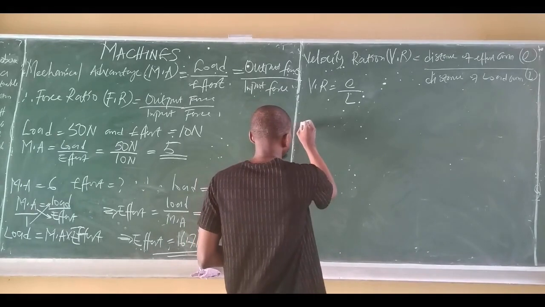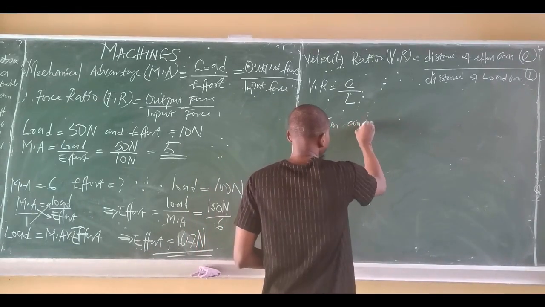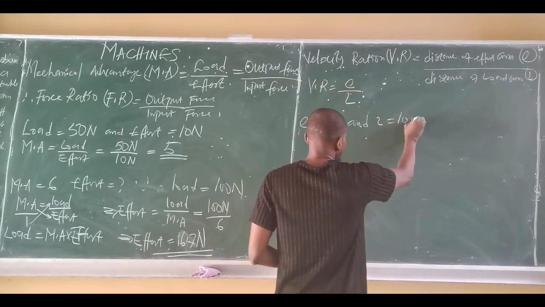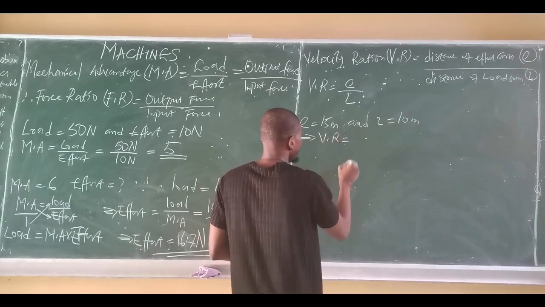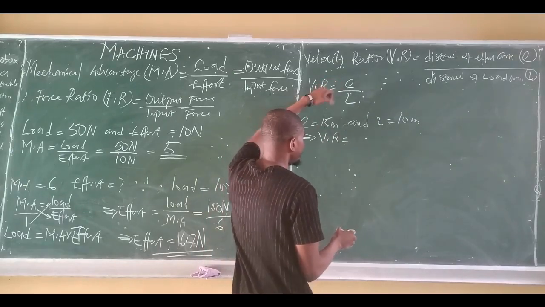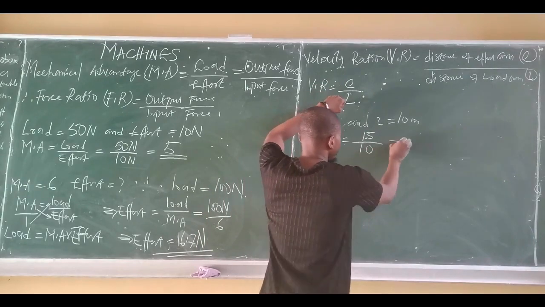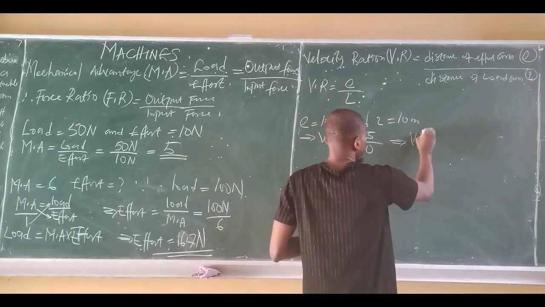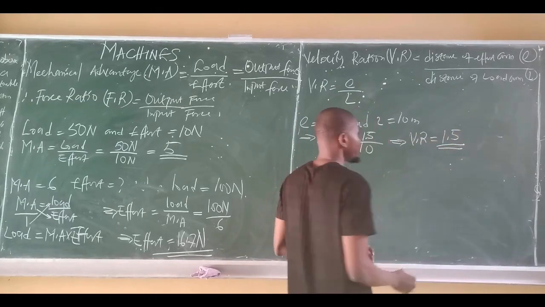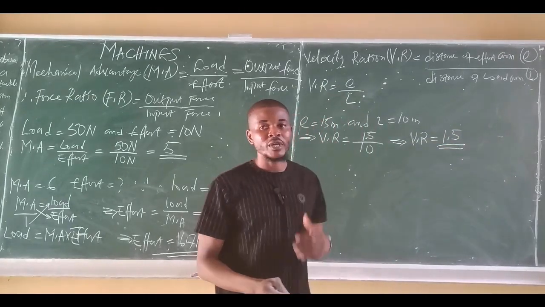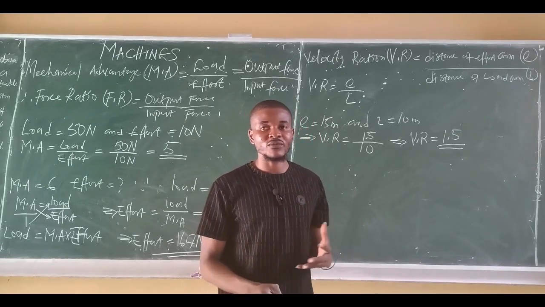Distance traveled by effort arm E is given as 15 meters and distance traveled by the load arm L is given as 10 meters. So this simply means that velocity ratio is equal to distance traveled by the effort arm E, 15, divided by distance traveled by load arm, which is 10. So this simply implies that velocity ratio is equal to 1.5. Since it's the ratio of distance, it doesn't have a unit. It remains as 1.5. That's how to find your velocity ratio.